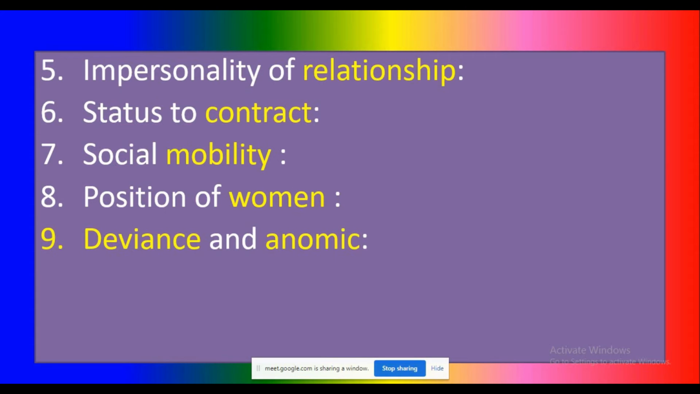Ninth one, divorce and economic. The fact is that there are more divorces only in an industrial society. The reason is that women and men have their own jobs, earn money, and take their own decisions. So this causes the phenomenon of deviance and anomie, meaning normlessness.